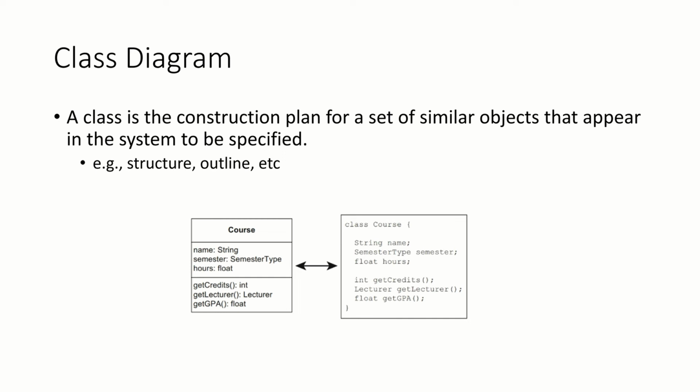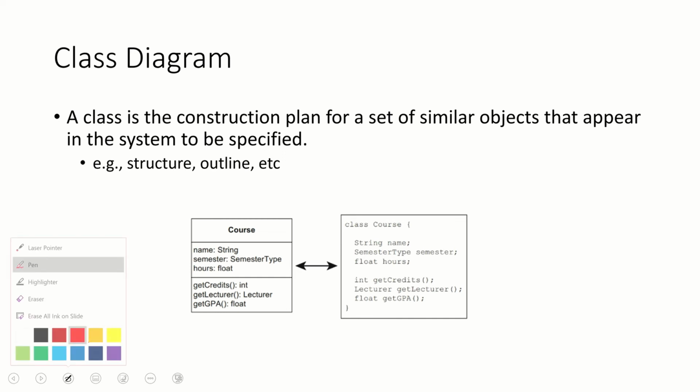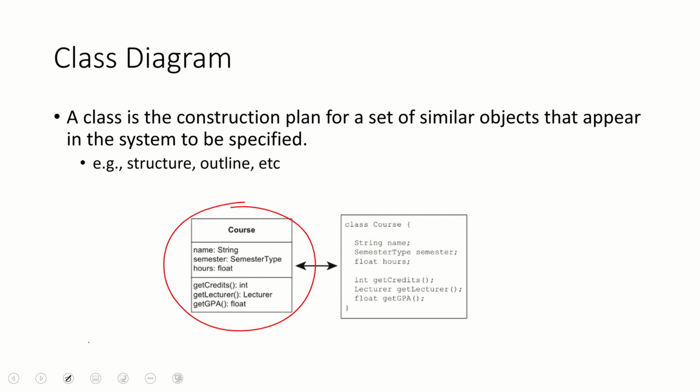Okay, in this example, basically the left side is the class diagram. The right side is the code, basically matching the class diagram. Okay, so this is a common problem. Many students or new grads don't think about the big picture or vision of the system before they code.